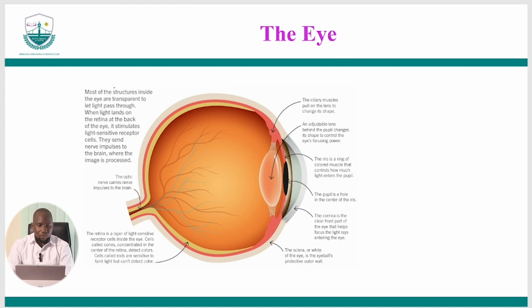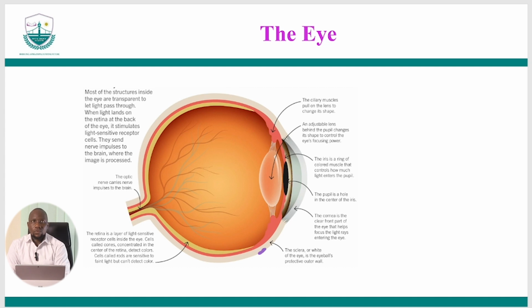Let's start from down here. This outer layer here is the outermost membrane. It is a layer of membrane that protects the eye. The outer wall is the outermost wall of the eye, so it offers protection and it is called the sclera. The sclera is the outermost layer that protects the eye.